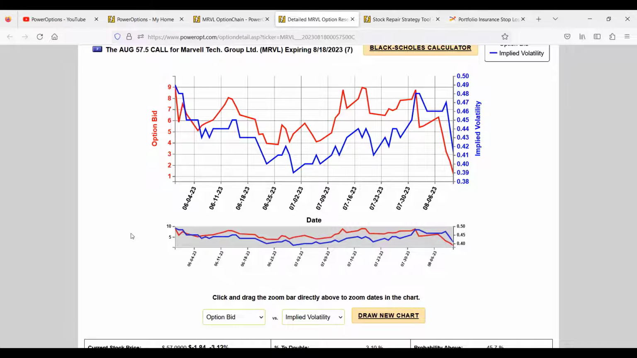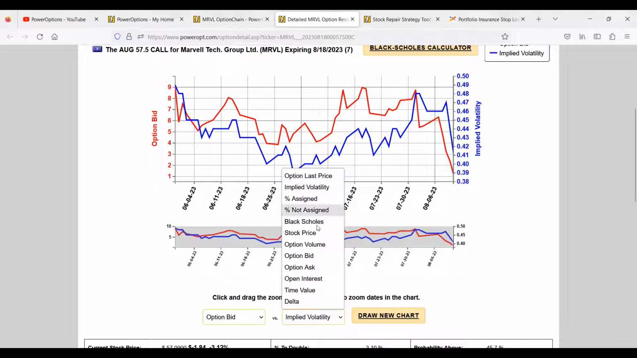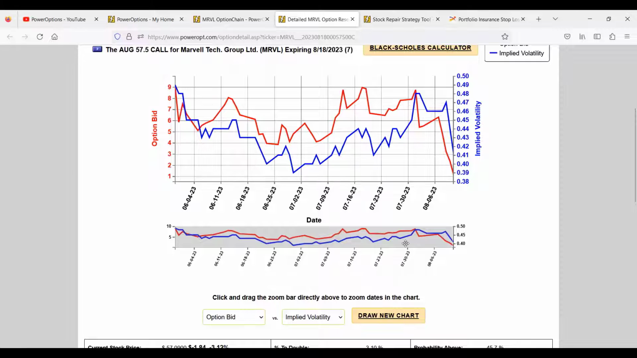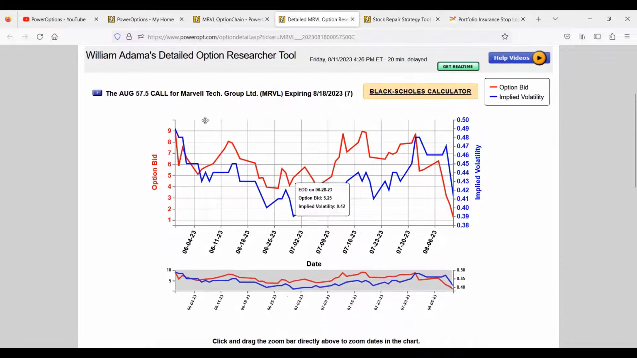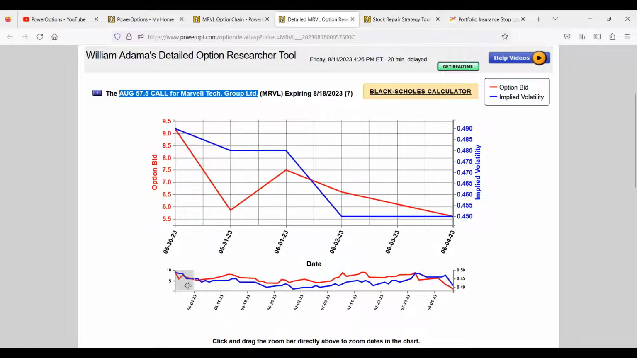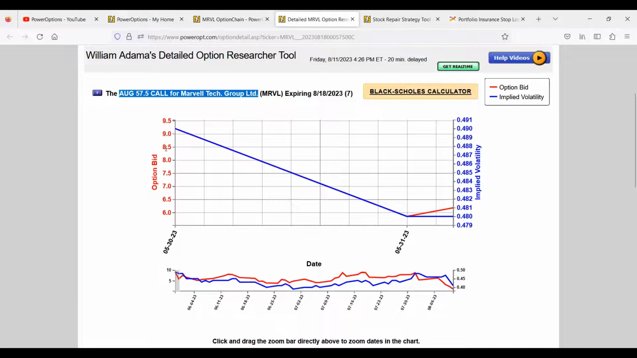So your other question was, can you see what the price change was during the day? Well, we don't show that. During the month, yes, or during the year, not necessarily. What we're showing you is the price and implied volatility. And as I mentioned, you could also look at it against option last price, delta, time value, option bid versus stock price, Carl. Since the option was released on the market, this particular August 57.5 call for Marvell Technology Group was released on the market, it looks like, on May 30th of 2023.